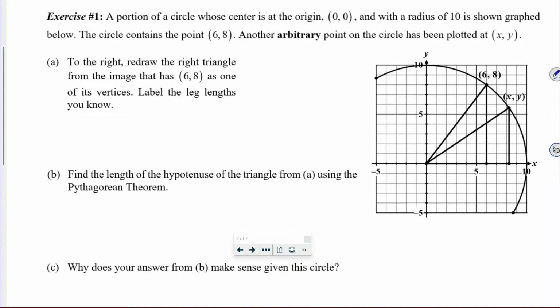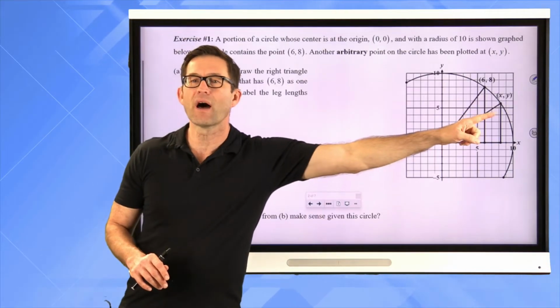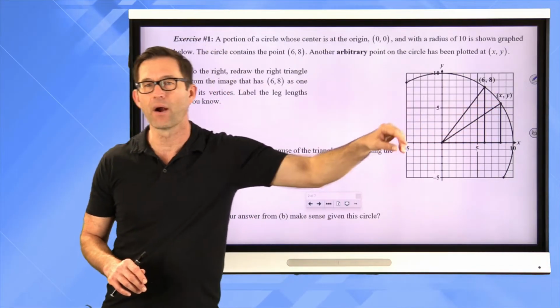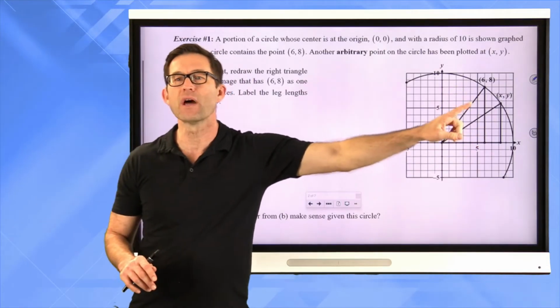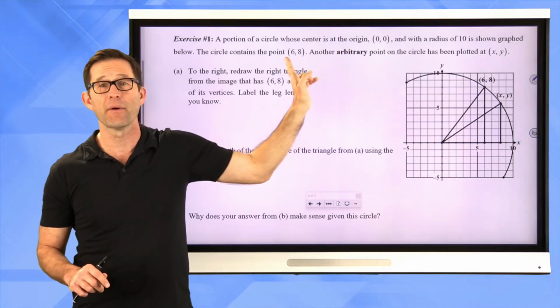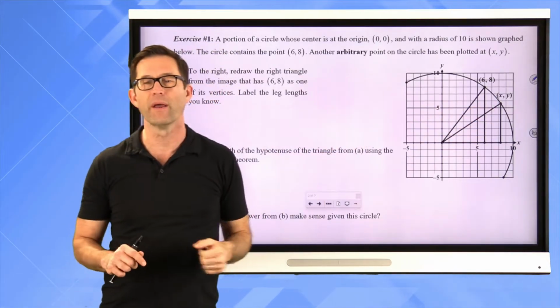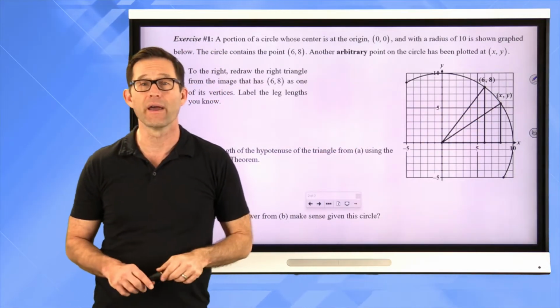A portion of a circle whose center is at the origin, 0, 0, and with a radius of 10 is shown graphed below. The circle contains the point 6, 8. Another arbitrary point on the circle has been plotted at x, y. Before we do letter A, I want to mention this arbitrary point business. I've put just some kind of random point right there so that later on we can generalize whatever we do with the specific point 6, 8 that lies on the circle. We're going to be looking at some arbitrary point that lies on the circle.